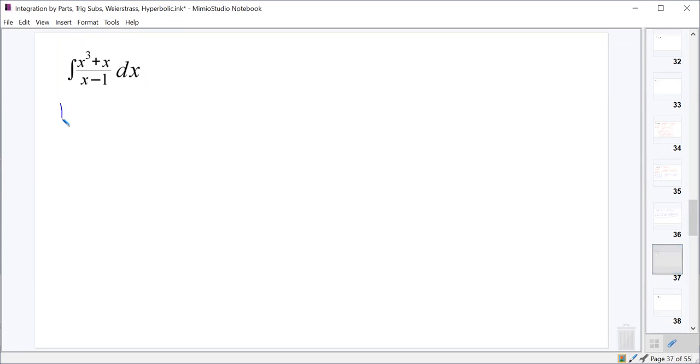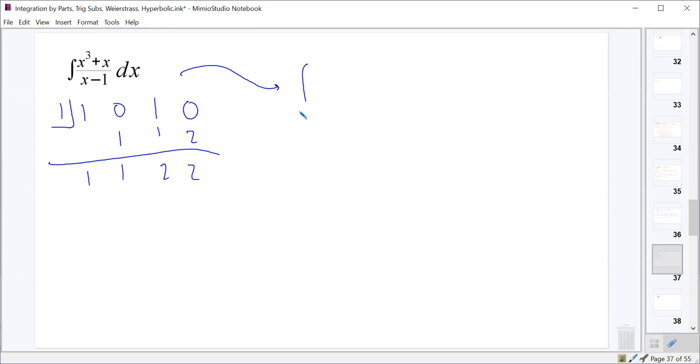The easiest way is using synthetic division. So 1, it's x minus 1. 1x cubed, 0x squared, 1x, and 0. And just do your synthetic division. That's a 1, that's a 1, that's a 1, 1, 2, 2, and 2. Everybody good with that? So this becomes the integral of x squared plus x plus 2 plus 2 over x minus 1 dx. Everybody good with that?